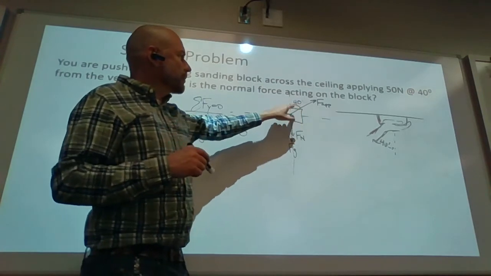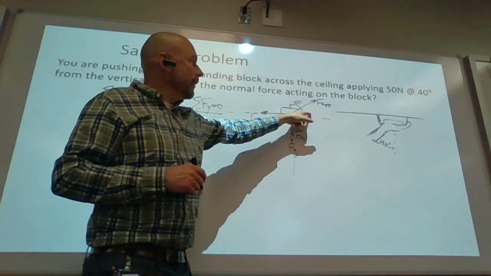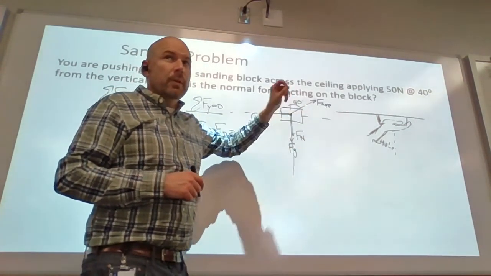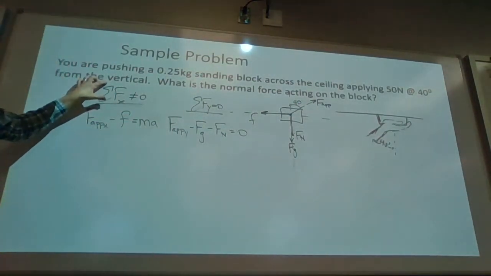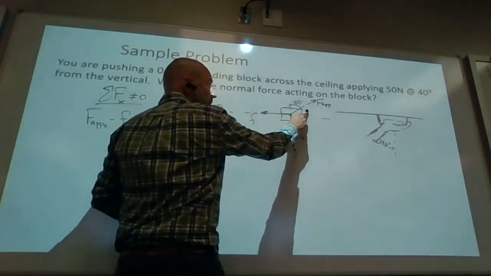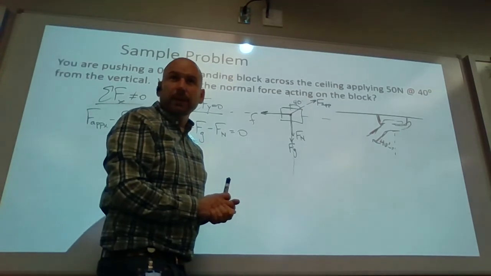Sorry, I forgot to have this conversation. I drew the 40 degrees here rather than here. What tipped me off, what told me to do that, is this phrase here, 40 degrees from the vertical. If it said 40 degrees from the horizontal, or from the horizon, or from the x-axis or something like that, then I'm drawing it here. Does that make sense?